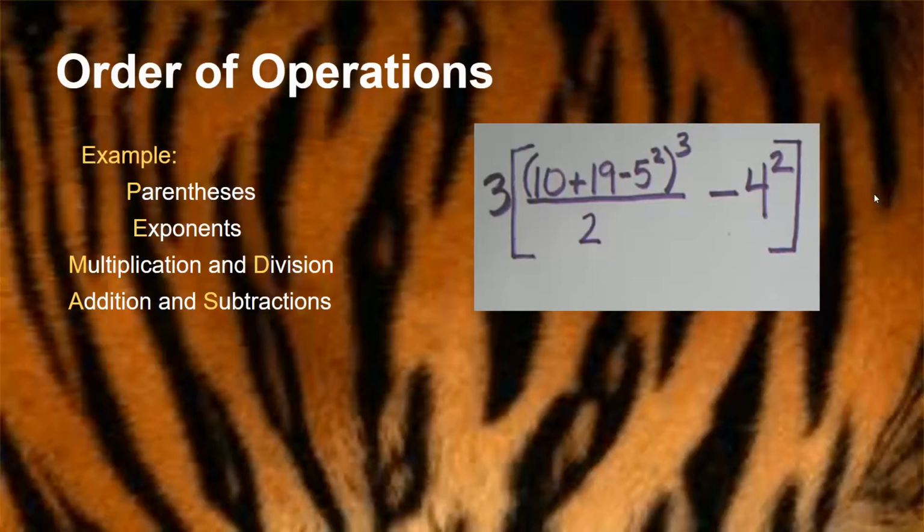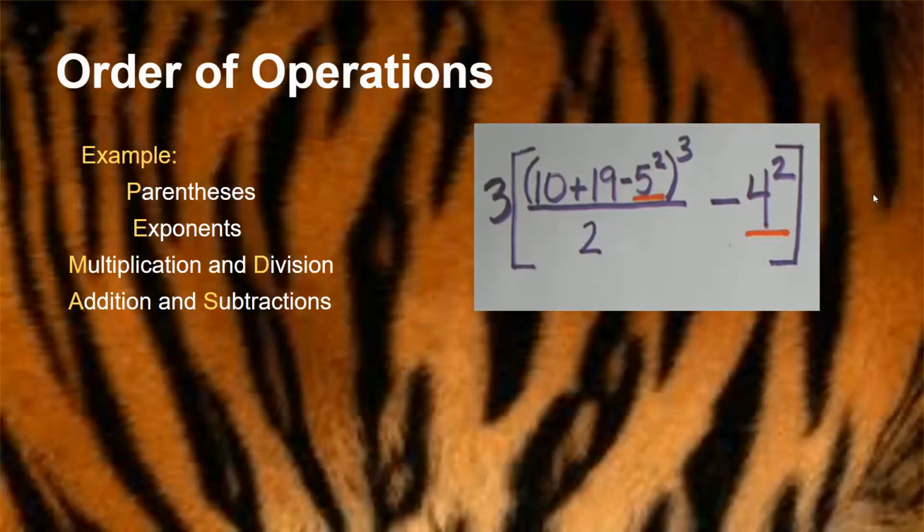First, start with the innermost parentheses to simplify it. So looking at the innermost parentheses, we're looking right here. And we say, okay, let's go ahead and get rid of the first thing inside of there, which is exponents. Now, 5 to the power of 2 is 25. We should know that. But why did I underline this one?